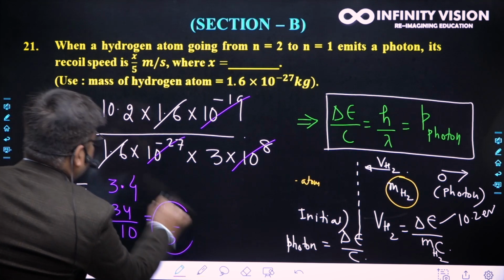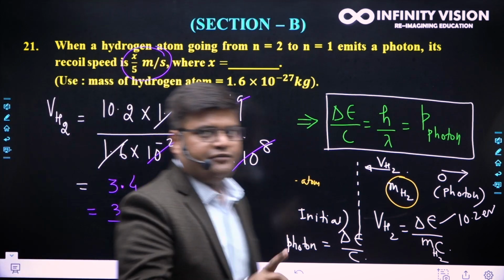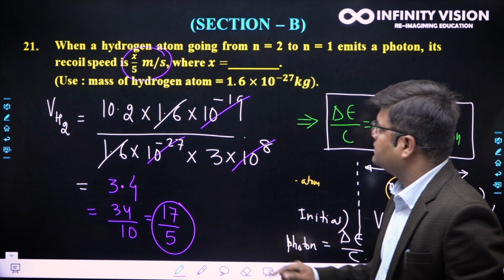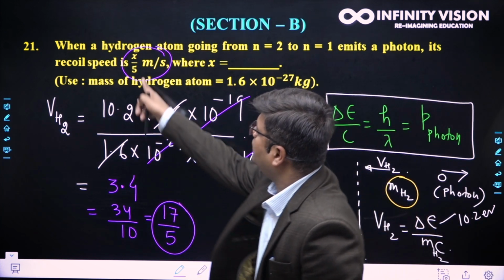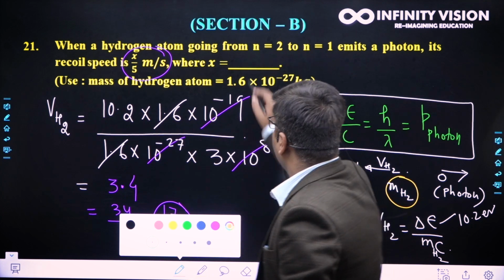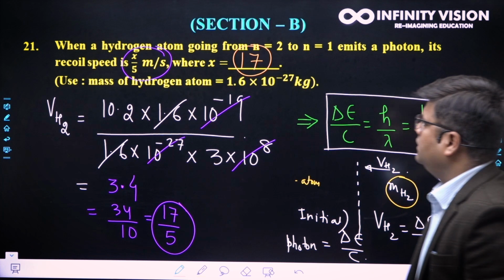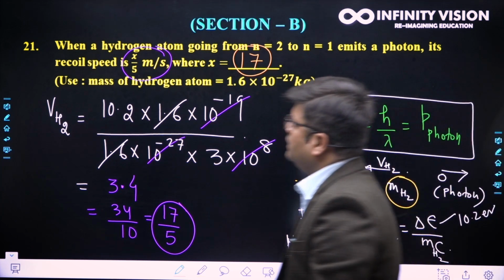Now the expression is given as x by 5 meter per second. If we compare this expression with our final answer, we are getting 5 in the denominator, and here also there is 5 in the denominator. So quite obviously, the answer will be 17. The blank space will be filled by the digit 17.